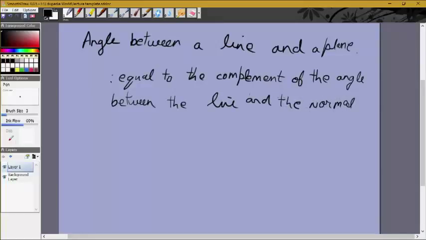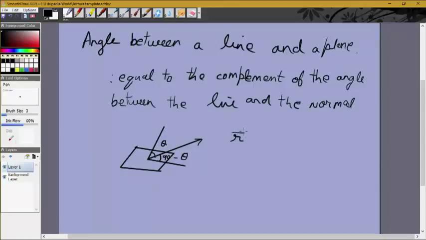So if theta is the angle between the line and the perpendicular direction of the plane, the angle between the line and the plane is defined to be 90 minus theta. The reasoning for that is basically, let's say this is the normal and we have a line like this. If this angle is theta, and we take the projection of the line parallel to the plane, this will be 90 minus theta. So now we can find theta easily.